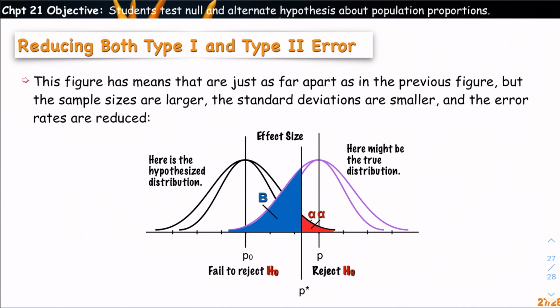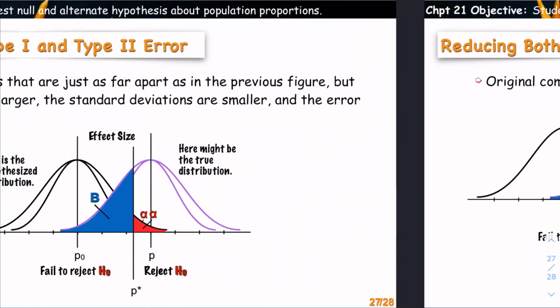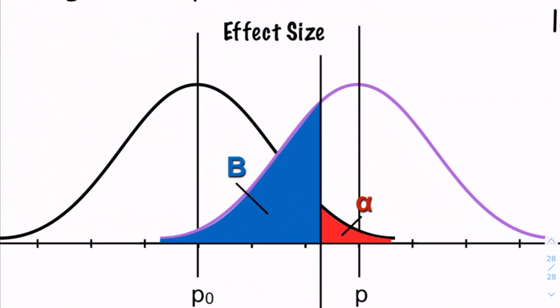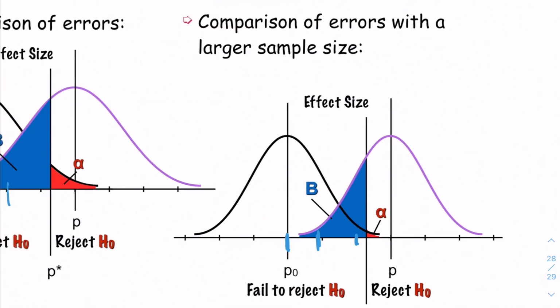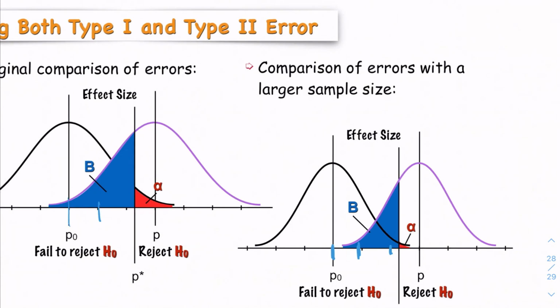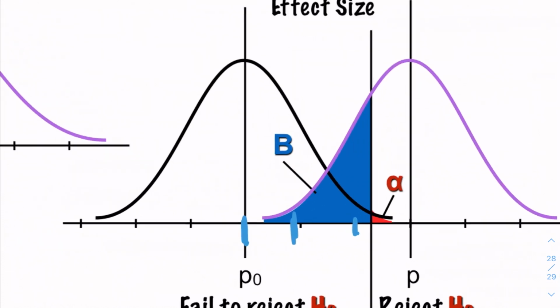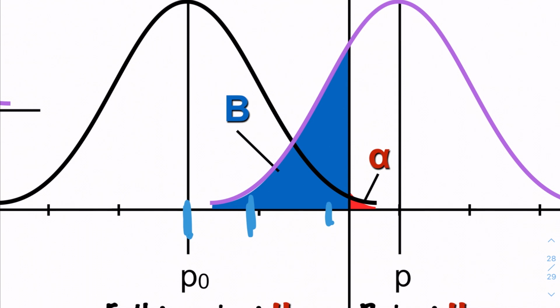So if we're going to try to reduce both type 1 and type 2 errors, this figure has means that are just as far apart as in the previous figure, but the sample sizes are larger. The standard deviations, thus, are smaller, and the error rates are reduced. So just for comparison, here's our original. We see our standard deviation. Here's our new one, and we see our standard deviation is smaller because we increased the sample size. So how much blue is here? That is our beta level. How much red is here is our alpha level. If we increase our sample size, we can see that both were shrunk down.